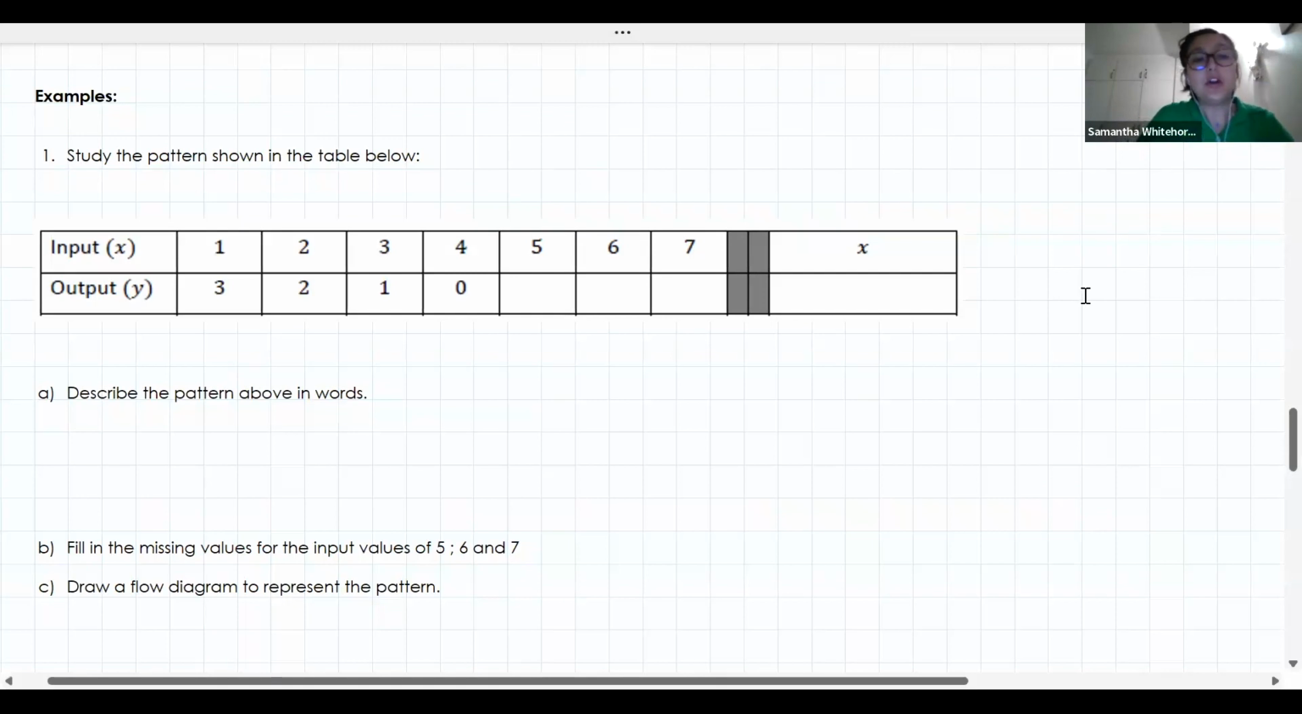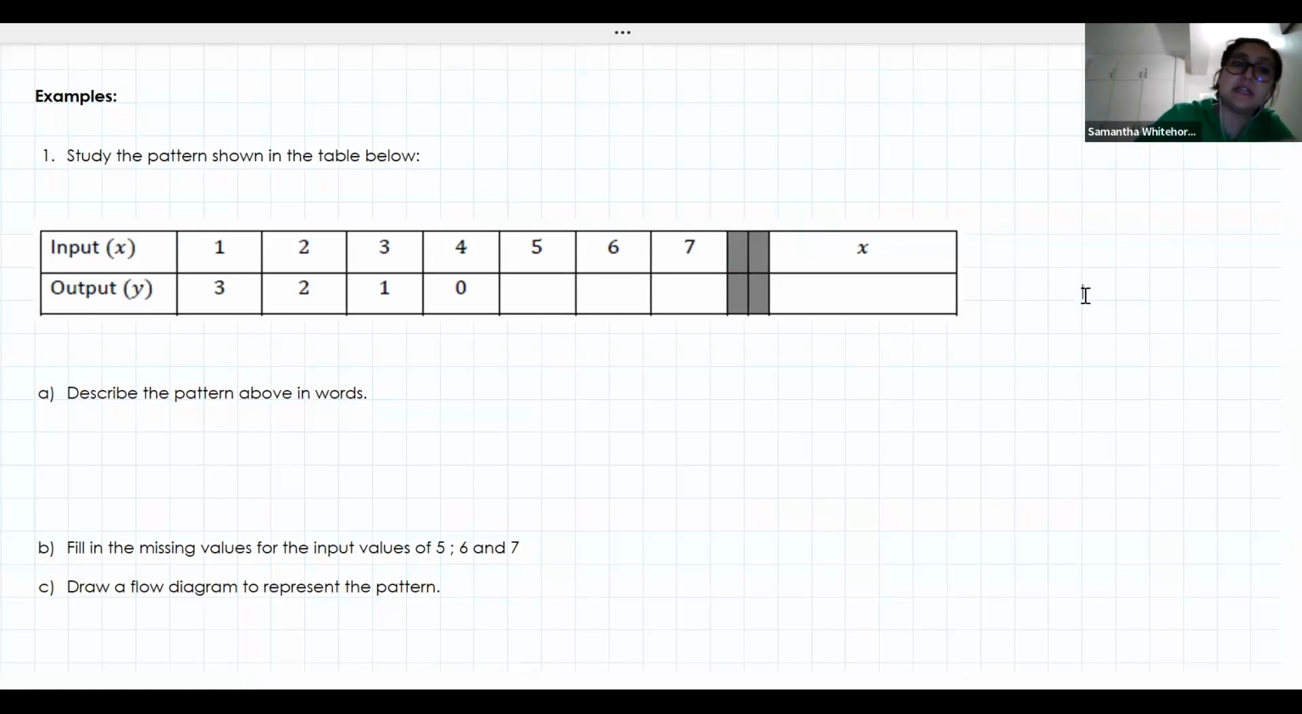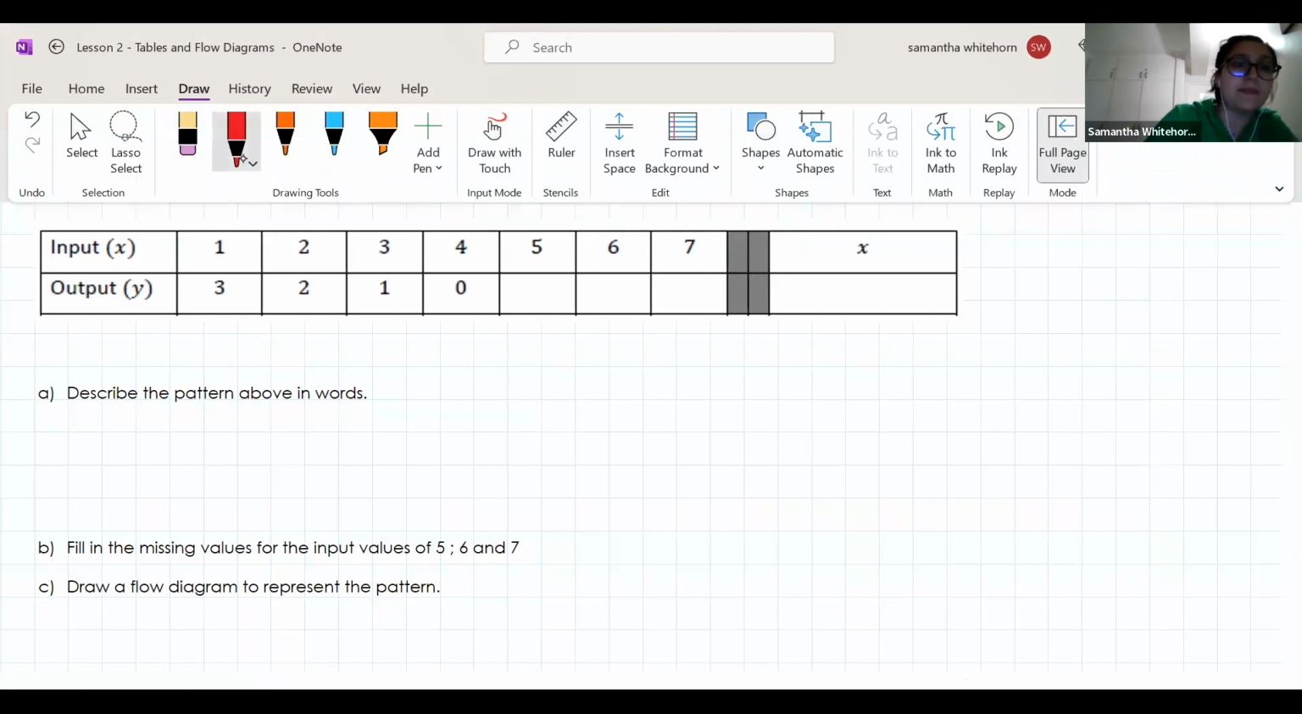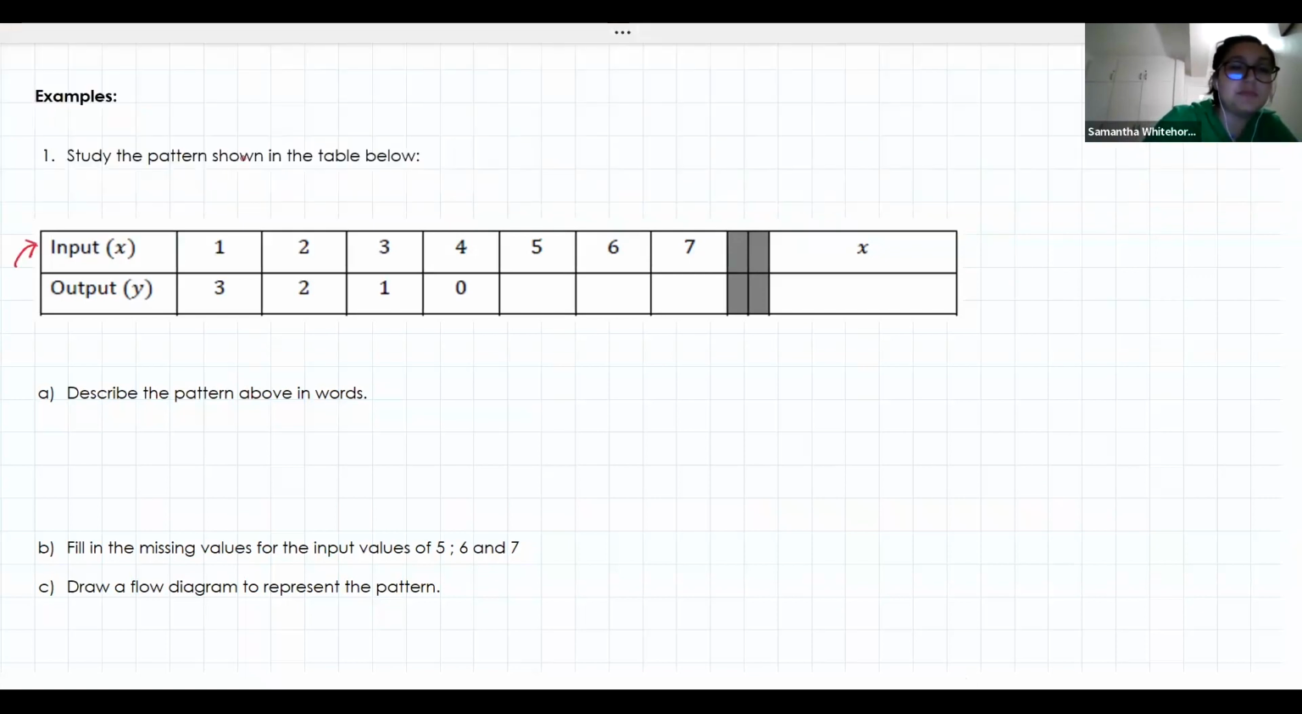All right, so remember I said to you that your input is your X values, your output is your Y values. So if you think of it in terms of your flow diagram, these are the numbers you put into the machine.